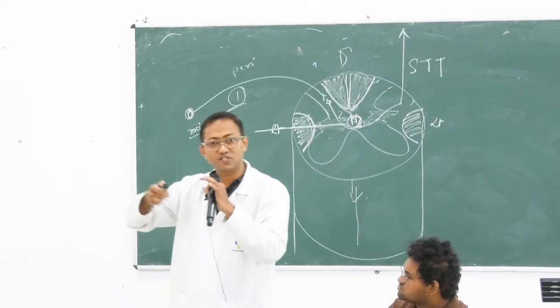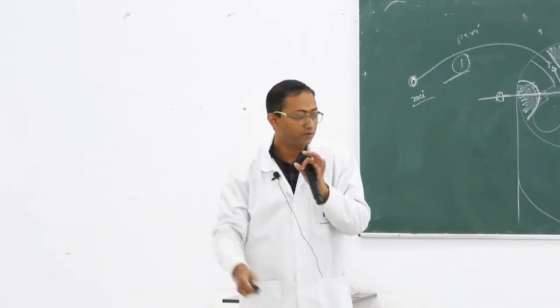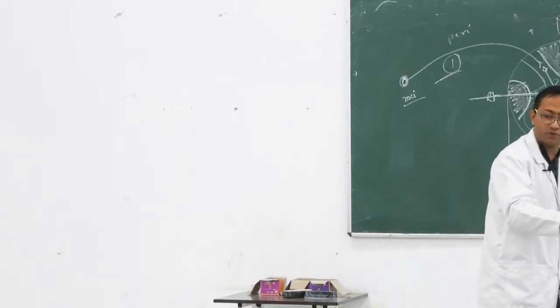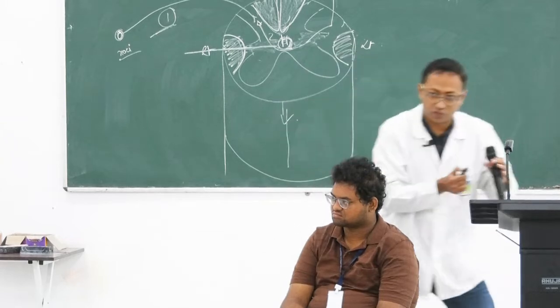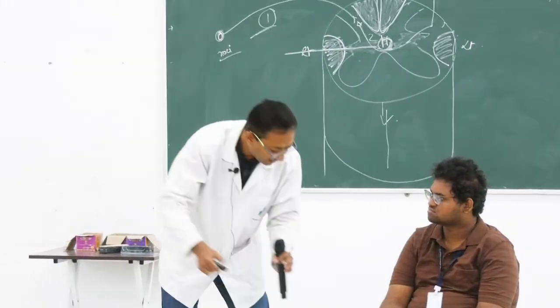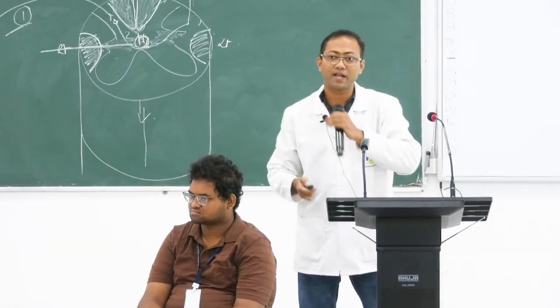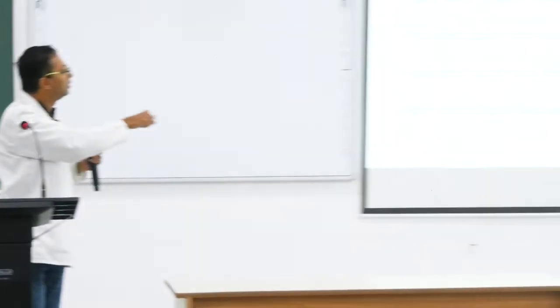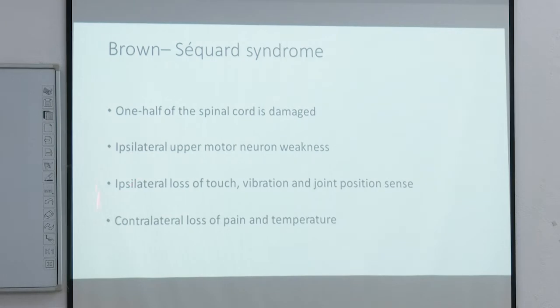The dorsal column is not crossing immediately. It will rise up to the level of the medulla, then will cross. But what happens in case of the spinothalamic tract? It enters the spinal cord, immediately crosses to the opposite side and goes up, right? So what will happen in Brown-Sequard syndrome? Ipsilateral, this is motor loss, you have not studied, so see the last 2 points. So ipsilateral loss of touch and vibration, joint position sense.